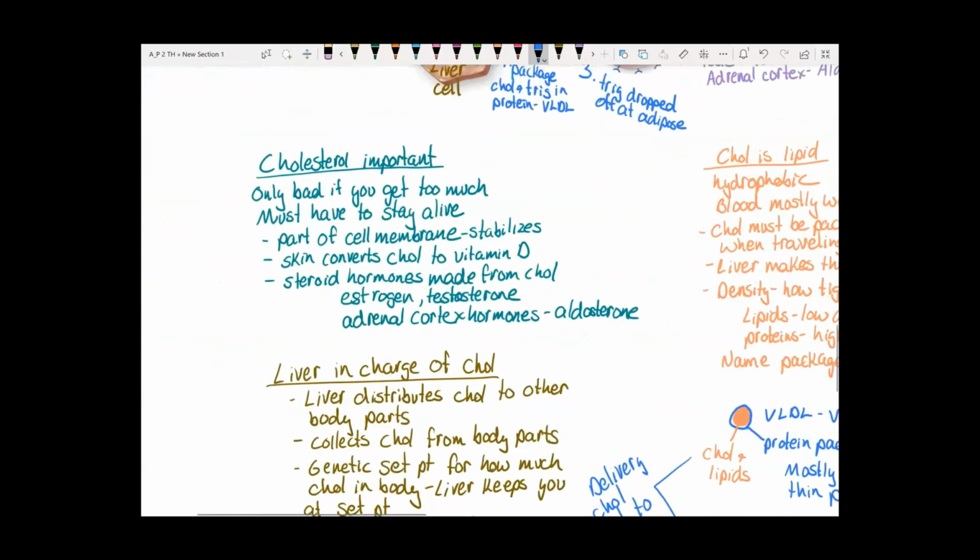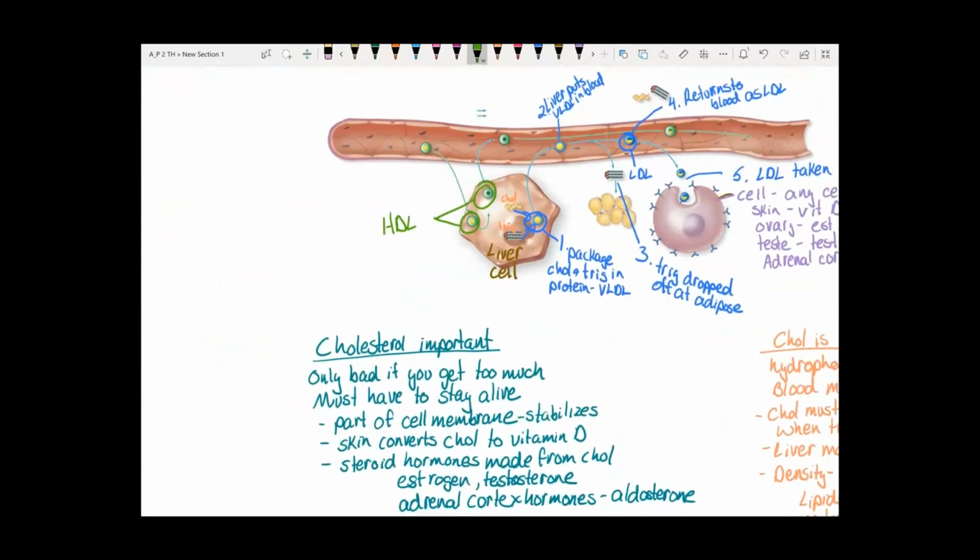Okay, now let's look at what the HDL does. So we start off, here is step 1. In step 1, your liver makes an empty HDL. So notice there's no cholesterol in it, no yellow dot. Then here's step 2. You send that empty HDL into the blood. Then step 3, it picks up cholesterol from a body part.